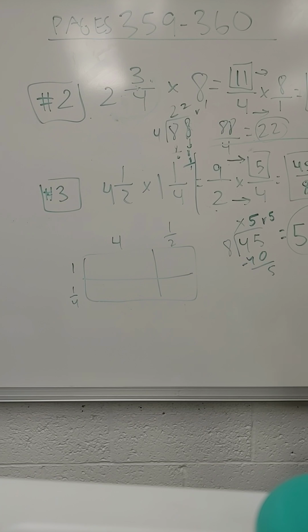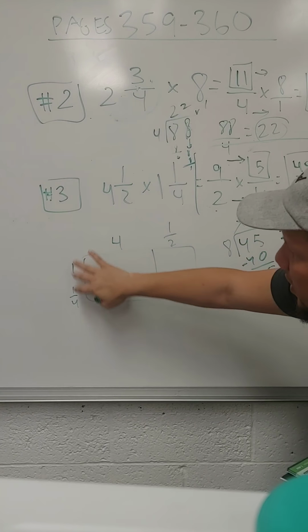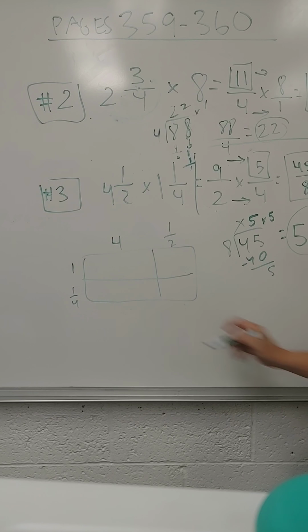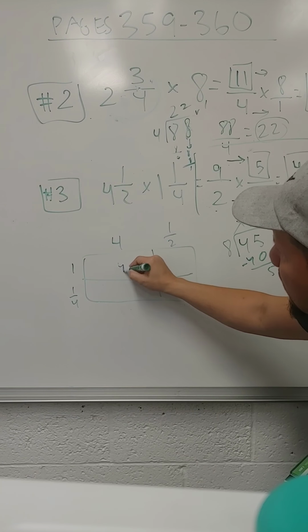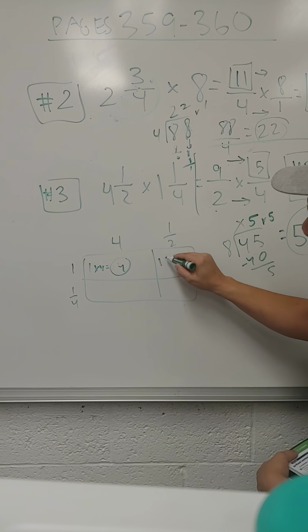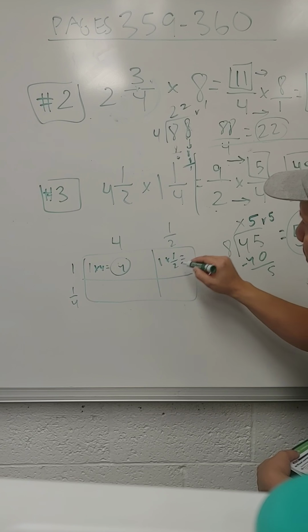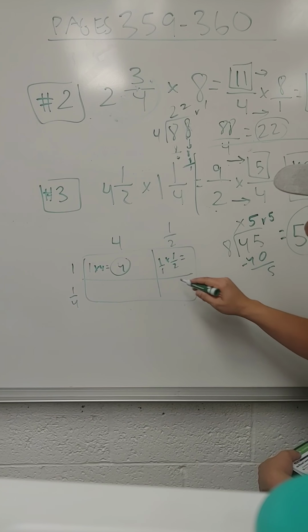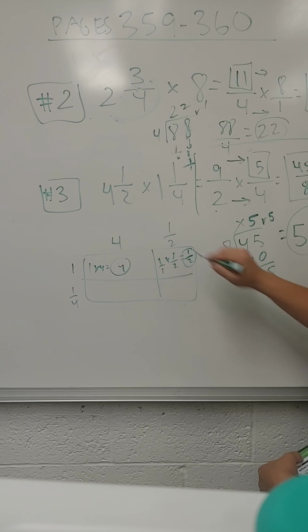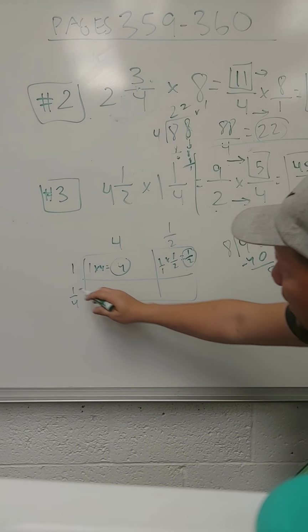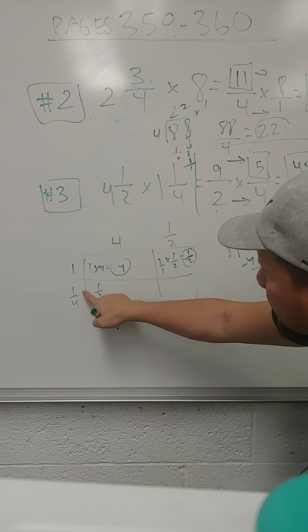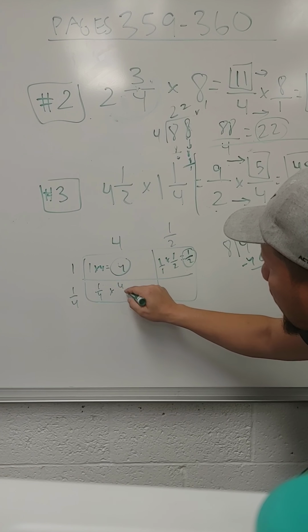I've broken up my number into the two parts and 2 parts since they're both mixed numbers. What's 1 times 4? 4. That's this section. 1 times 4. Okay? This section is going to be 1 times 1/2. Okay, again, put your whole number over 1. What's 1 times 1? 1. Denominator, half.